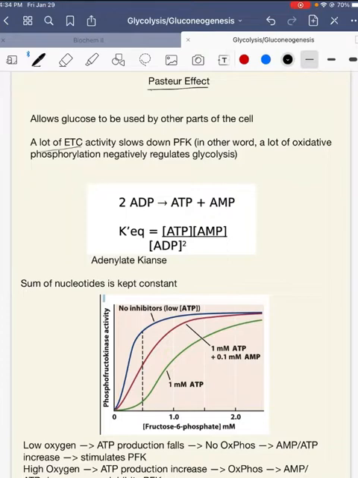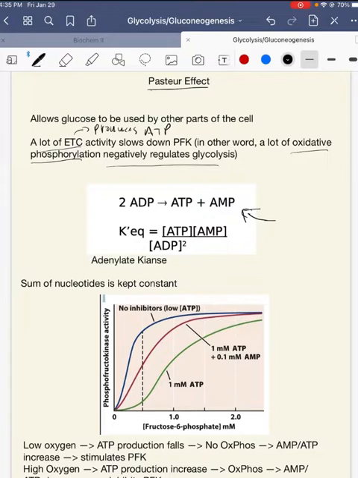So if I have a lot of ETC activity, and we didn't go over ETC, but ETC produces ATP, that's all we need to know for now. If there's a lot of ETC activity, a lot of ATP is produced, and this ends up slowing down PFK. Another name for ETC is oxidative phosphorylation. If you ever get confused, they pretty much refer to the same thing: oxidative phosphorylation, electron transport chain, ETC, that's all the same thing. So this negatively regulates glycolysis, because if we have a lot of ATP, we don't want to be running more glycolysis. This is the equilibrium that tells the cell if we have a high energy or low energy state.